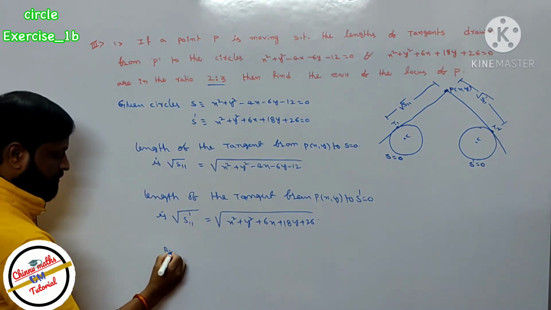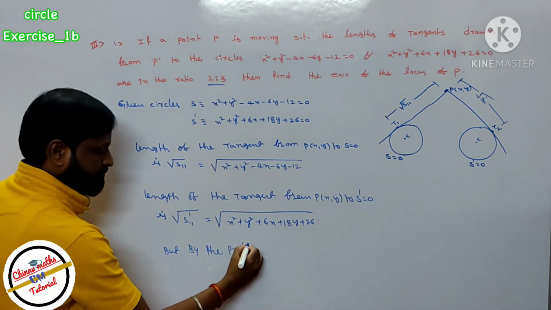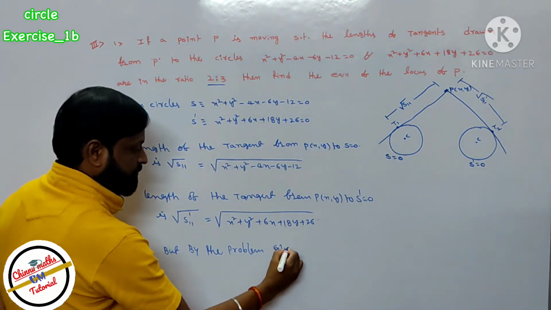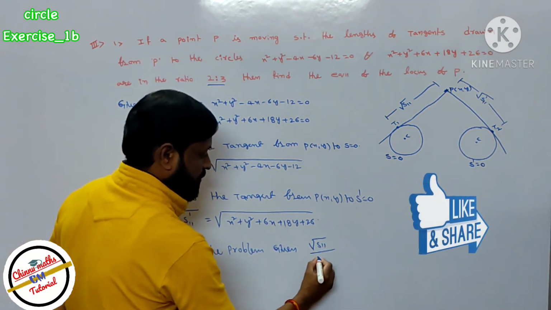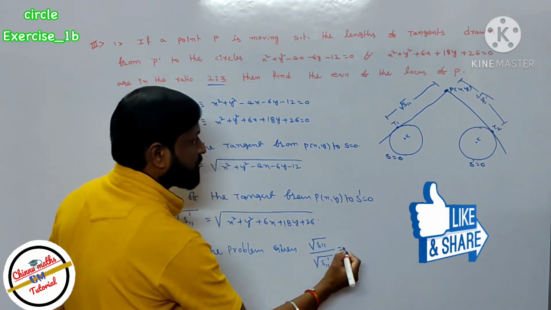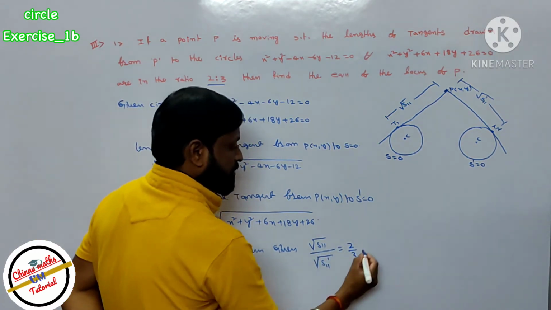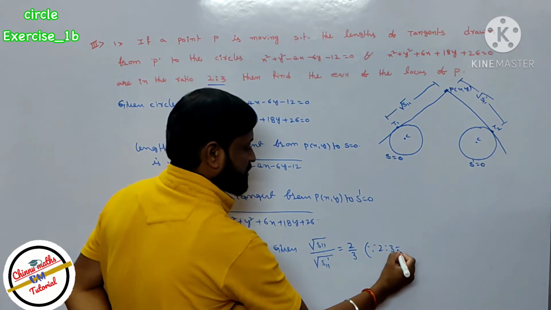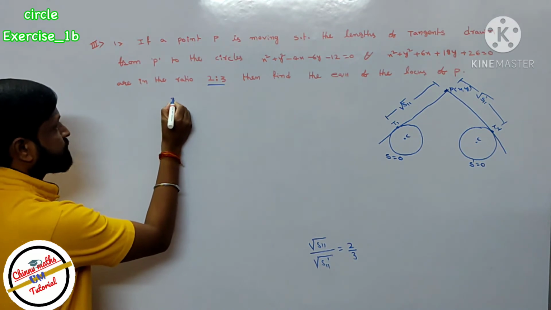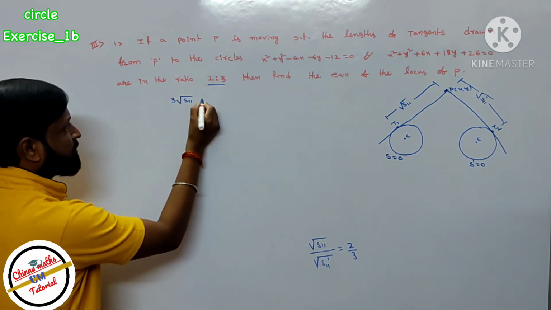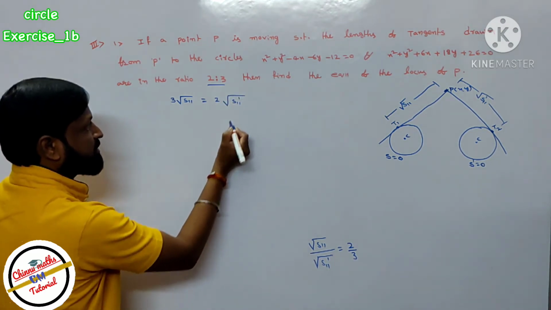But by the problem, given, what is the ratio? Root of S11 by root of S11 dash equal to, given the ratio is 2:3. 2:3 can be written as 2 by 3. Since 2:3 is equivalent to 2 by 3, 3 into root of S11 is equal to 2 into root of S11 dash. Okay.